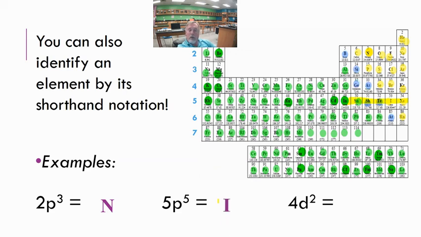And then let's look at our last one here, 4d2. Remember our D's, they're pushed down once. We've got to look at row 5. So we're looking at row 5. Here's where our 4d's are. There's our first element. There's our second element. This is going to be zirconium. So I can give you a shorthand, and you give me the element. I give you the element, you give me the shorthand.